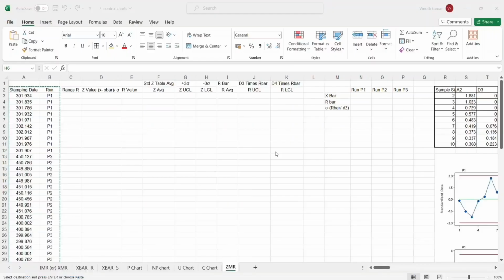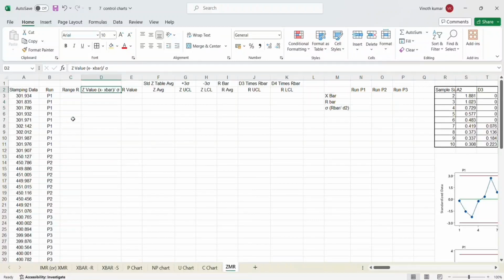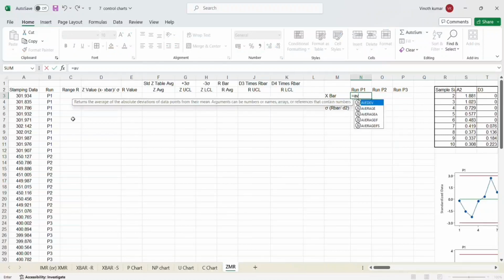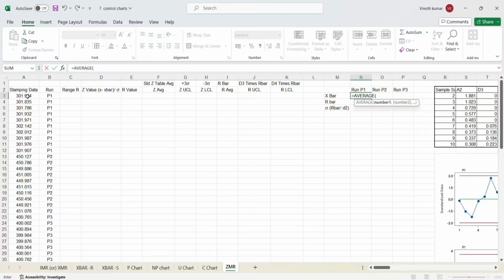Now we will come to Excel and see how the same can be done in Excel. So in Excel, the first thing that we have to do is we have to convert the absolute data points into its Z score. So as we see here, what we need to do is we need to first calculate the average for the first production run. So what we do, we take average formula and we take for the first 10 data points.